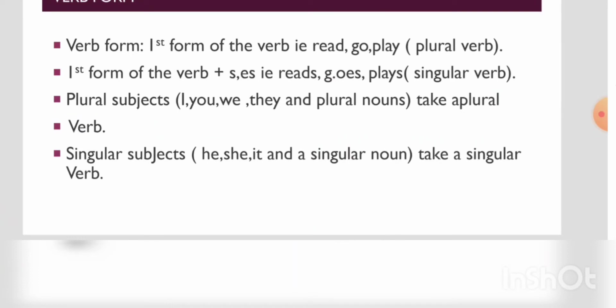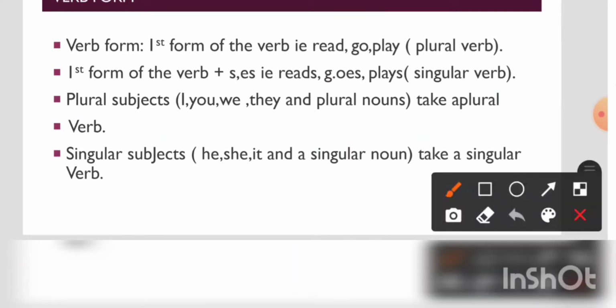Verb forms. Children are generally confused whether they should use go or goes, do not or does not. So let's clear our doubts and have clear concepts. We use first form of the verb. Remember this. There are three forms of verbs. First form, second form, third form. First form tells us present time. So we use first form of the verb in present simple tense.